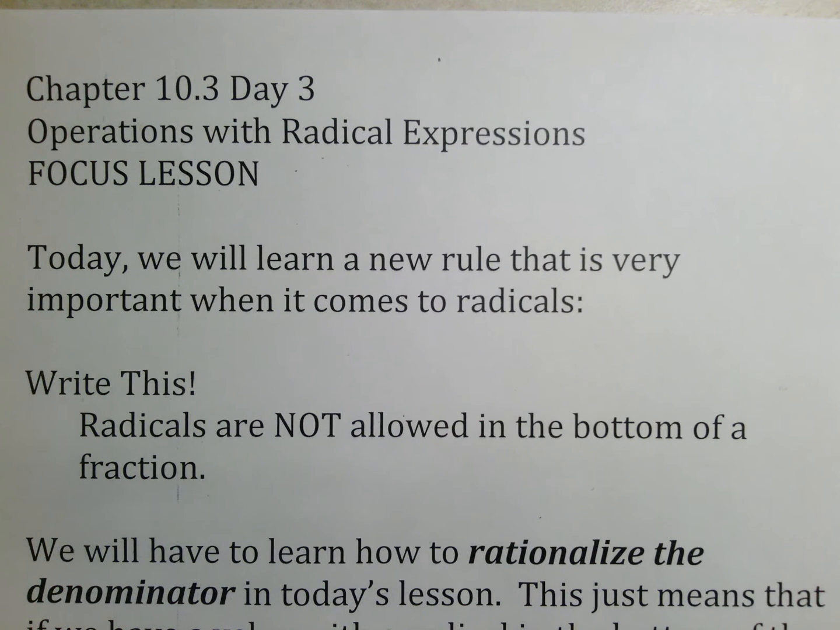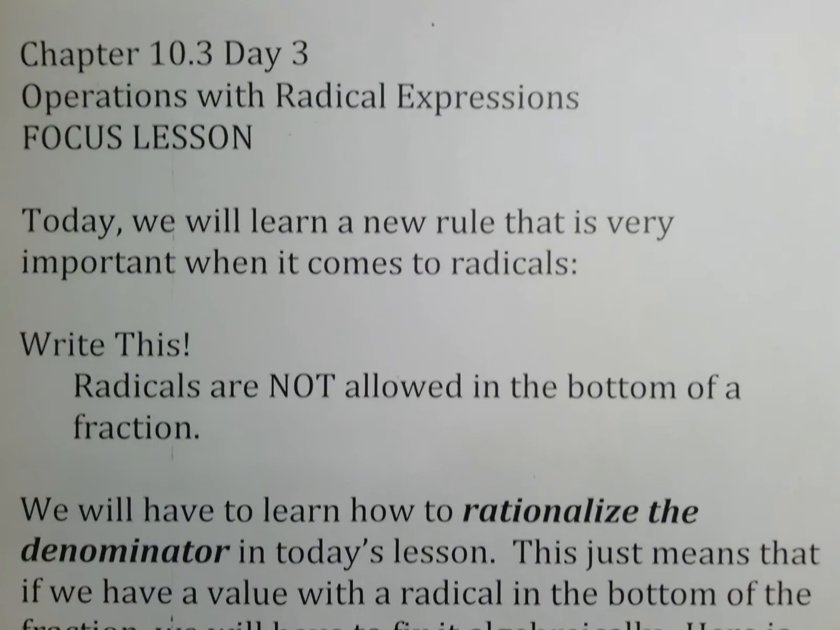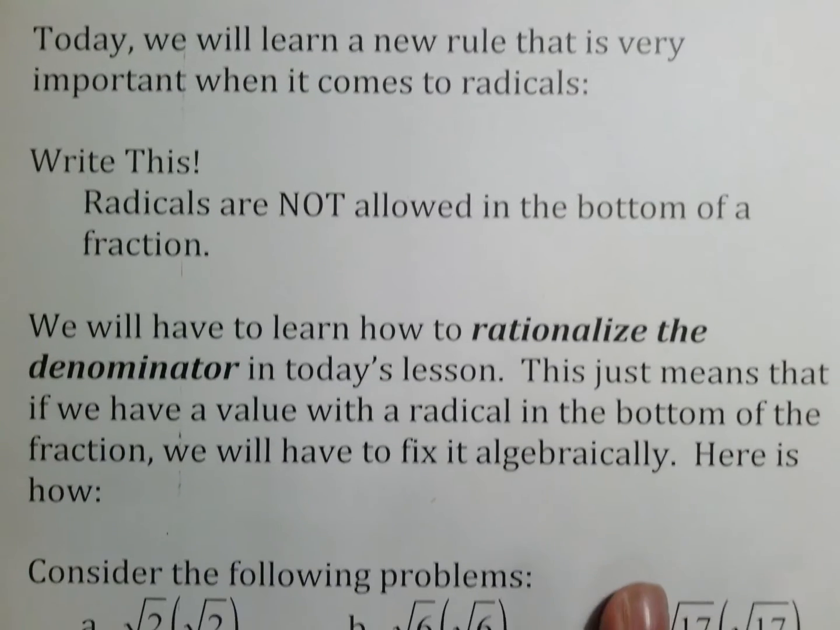So if you ever have an answer, just like when we did our power properties, if you ended up with a negative exponent, it was wrong, that you had to move it and simplify it. Well, same thing here. If you ever get an answer and it has a radical on the bottom, you will now have to get rid of it, which I will show you how to do. But again, the main rule, and this is for the majority of algebra, is that you are not allowed to have a radical at the bottom of the fraction.